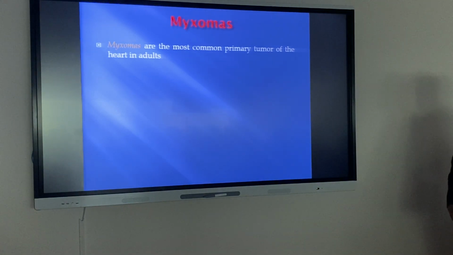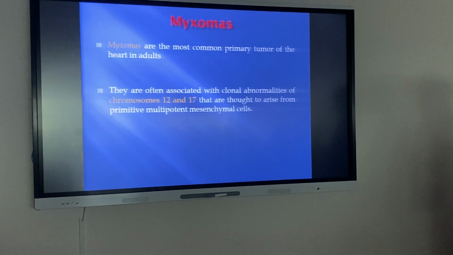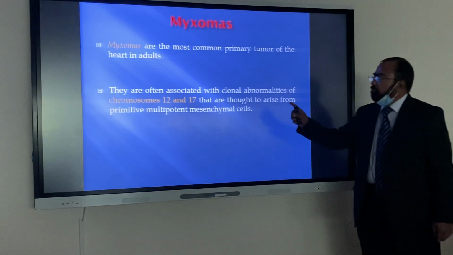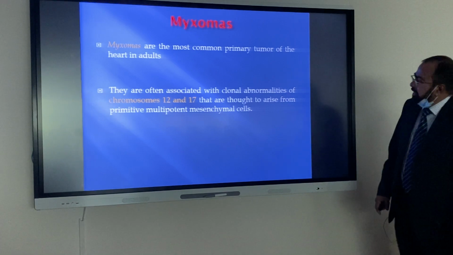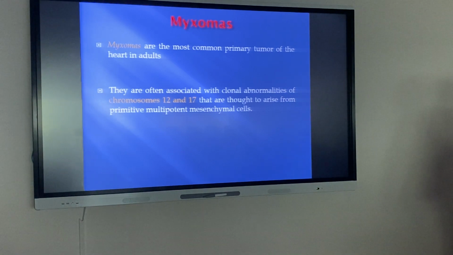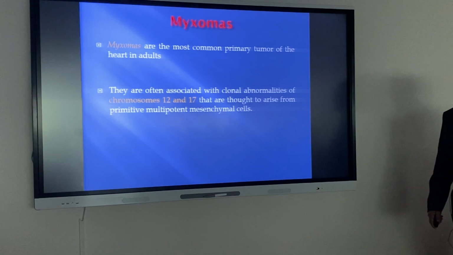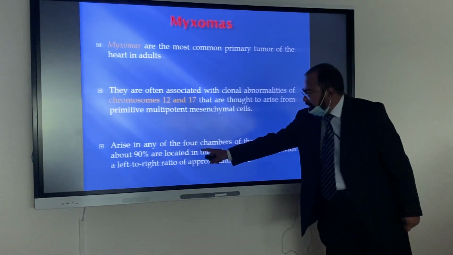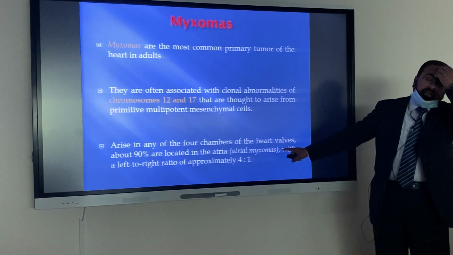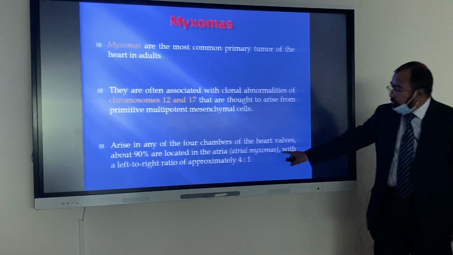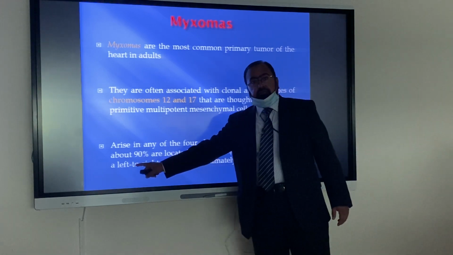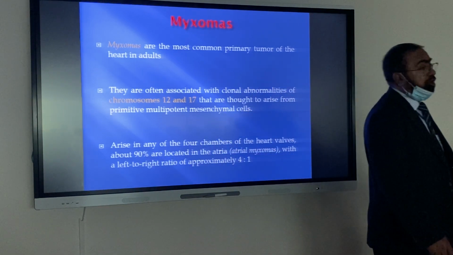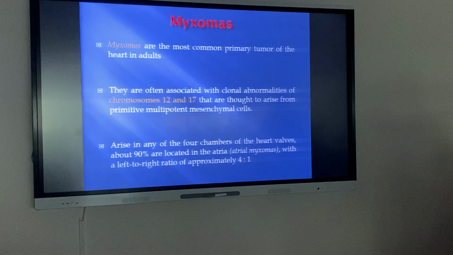Talking about adults, myxoma. Talking about children, rhabdomyomas. They are often associated with clonal abnormality of chromosomes 12 and 17 and are thought to arise from primitive multipotent mesenchymal cells. They can arise in any of the 4 chambers of the heart, but 90% are located in the atrium. The atrium is the common site, with a 4:1 ratio of left to right, meaning left atrium is more common than right.